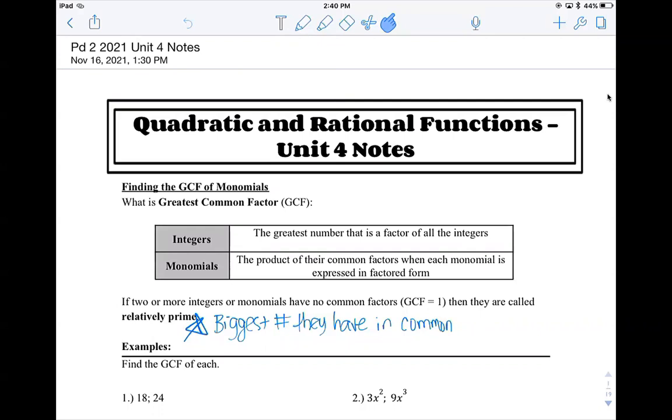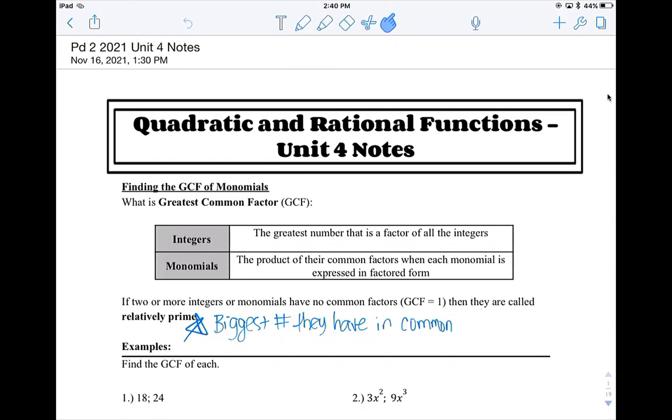The notes for today are in Quadratic and Rational Functions, Unit 4. What we're going to do is start with finding the GCF. This is a topic that you may have done in the past, and we're just going to recap it. Then we're going to start looking at incorporating variables.